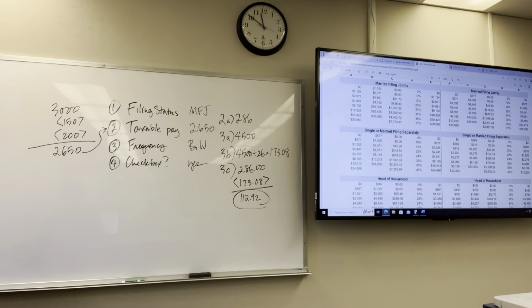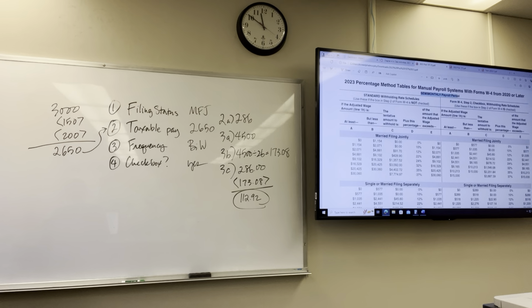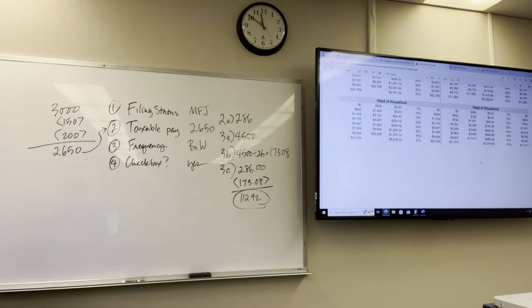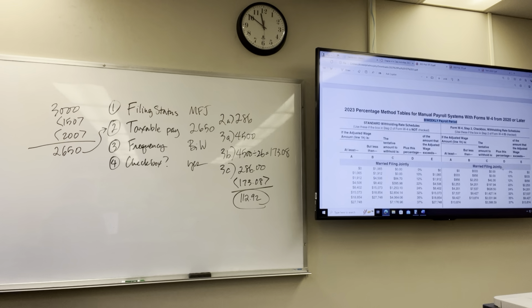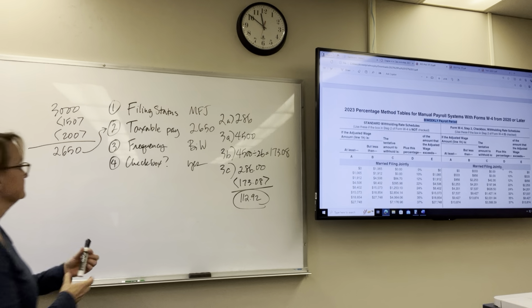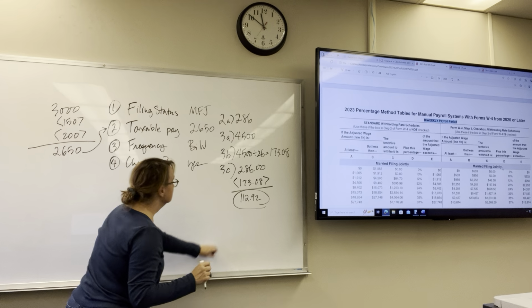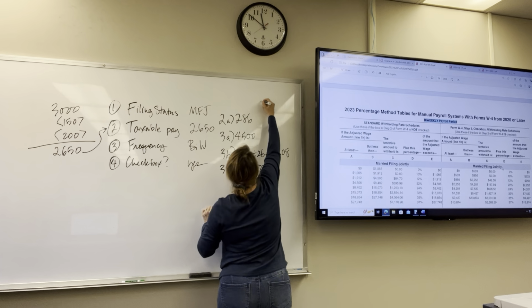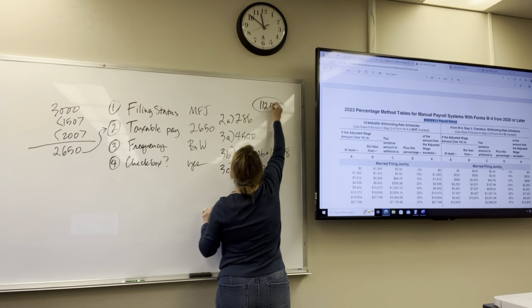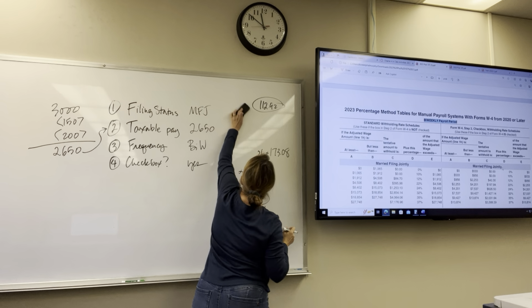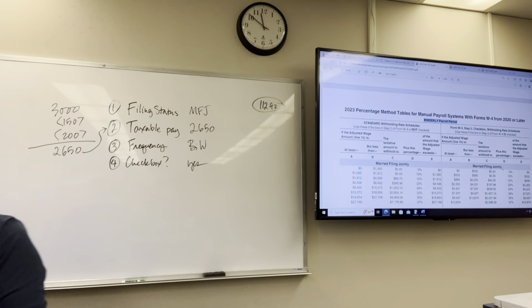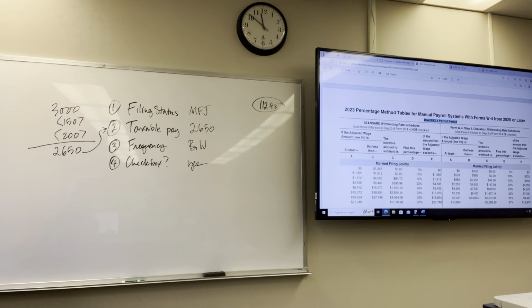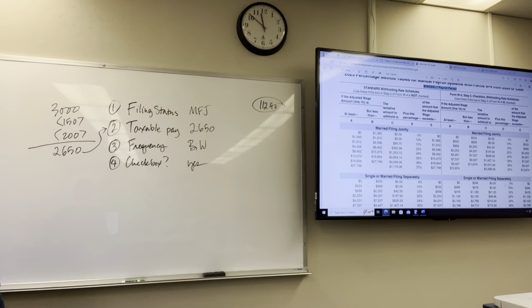All right, so now let's use it. Now let's do it using the percentage method. Again, we've got to find the correct pay period, biweekly payroll period. So here's our biweekly checkbox. Yes, so it's on the right-hand side here, married filing jointly.